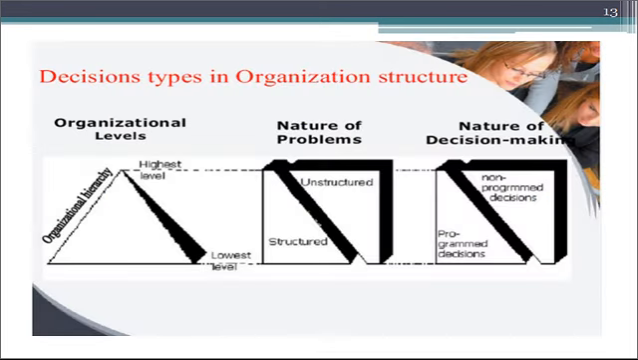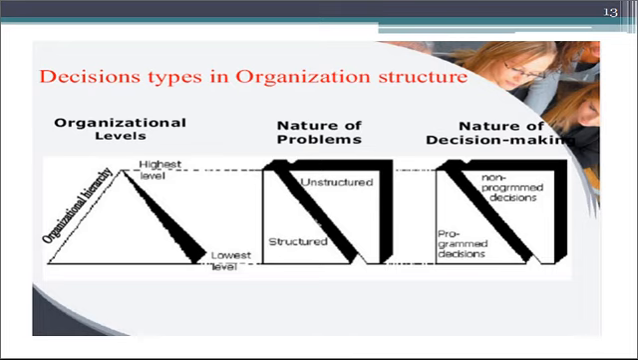These are the decision types in the organization structure. On the left-hand side, we see a triangle which shows the organizational hierarchy. We already know there are the highest level, middle level and lowest level. At the highest level, there are top management and directors of the organization. In the middle level, the managerial level, managers are there, and at the lowest level, workers are there who are actually involved in the production or implementation of the planning phase.